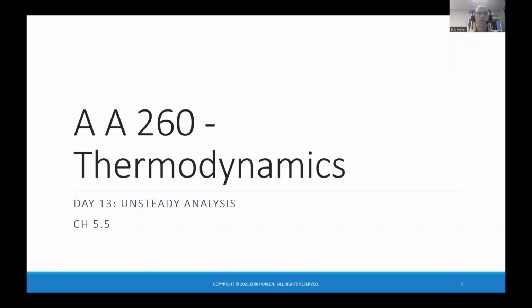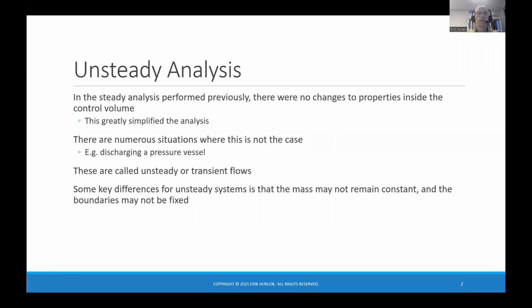Last class, we dealt with many steady systems. Today, we'll look at unsteady systems. In steady systems, nothing inside the control volume changes with respect to time. For unsteady systems, the situation becomes much more complex, as many things can change, including the mass inside the control volume or even the control volume itself.